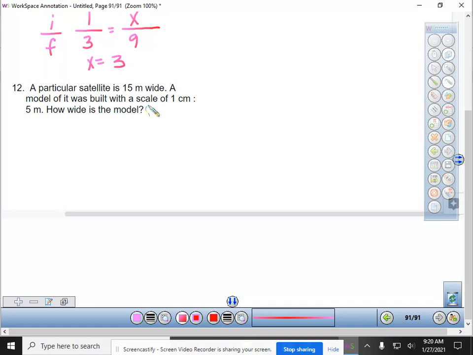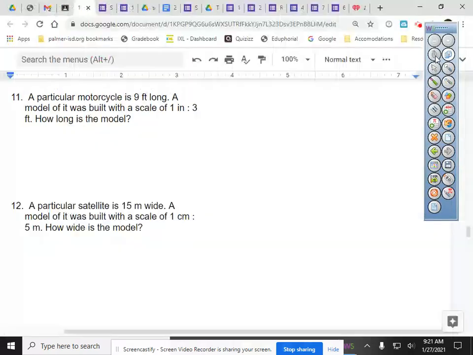Number 12. A particular satellite is 15 meters wide. A model of it was built with a scale of 1 centimeter to 5 meters. How wide is the model? Centimeters, meters. 1 centimeter is 5 meters. This satellite is 15 meters wide. Where does the 15 go? On the bottom. So what is it? X equals 3. Good. Make sure you get all that written down. I agree, it is easy.